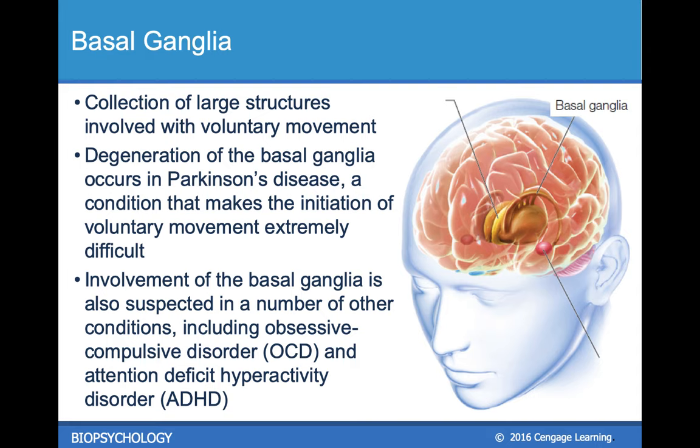Our basal ganglia, again, you can see where it's pointing here. It's a collection of large structures that are involved with voluntary movement, so your ability to actually move your body willingly. If a person has degeneration of the basal ganglia, we typically will see Parkinson's disease, which is when voluntary movement becomes extremely difficult. So people with Parkinson's begin to have tremors, so their hands will begin to shake. They can't control their voice anymore. They can't control their legs and their feet. Like their muscles begin to kind of tense up involuntarily. And typically we see degeneration of the basal ganglia.